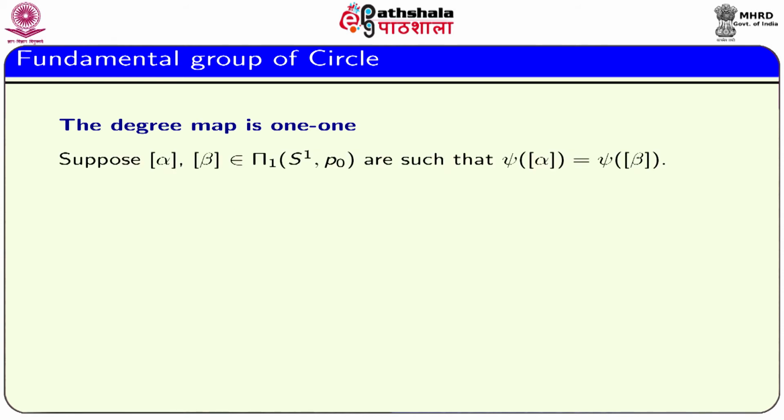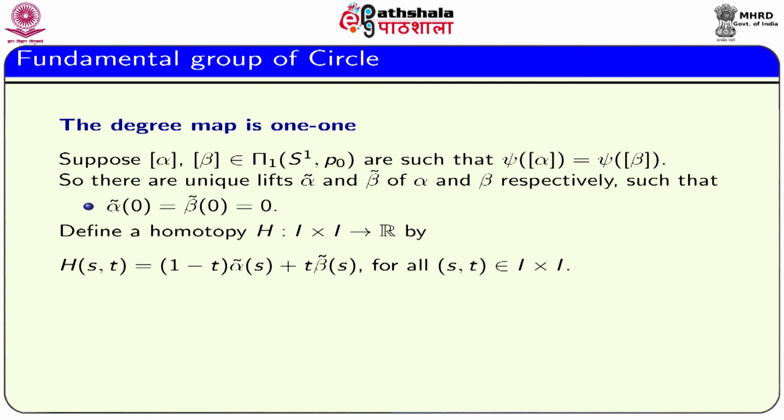The degree map is also a 1-1 map, because if we take any two elements from pi 1 S1 with the property that their images are same, then there are unique lifts alpha tilde and beta tilde of alpha and beta respectively, such that alpha tilde 0 is 0 and beta tilde 0 is 0.